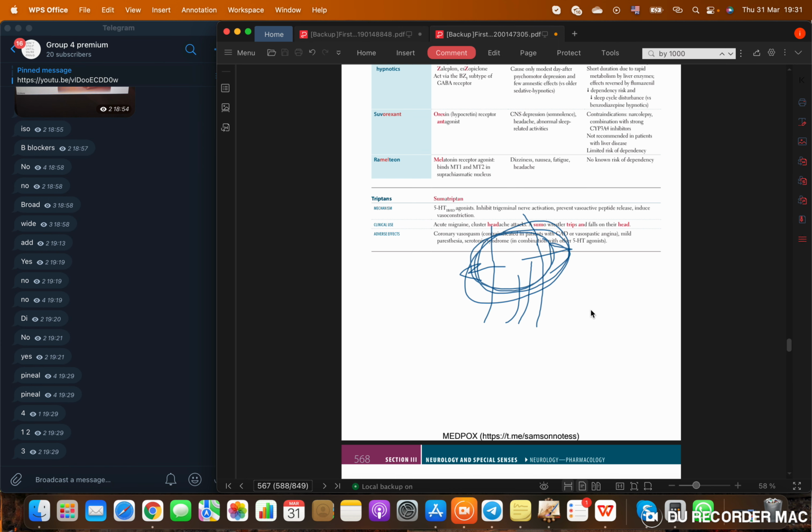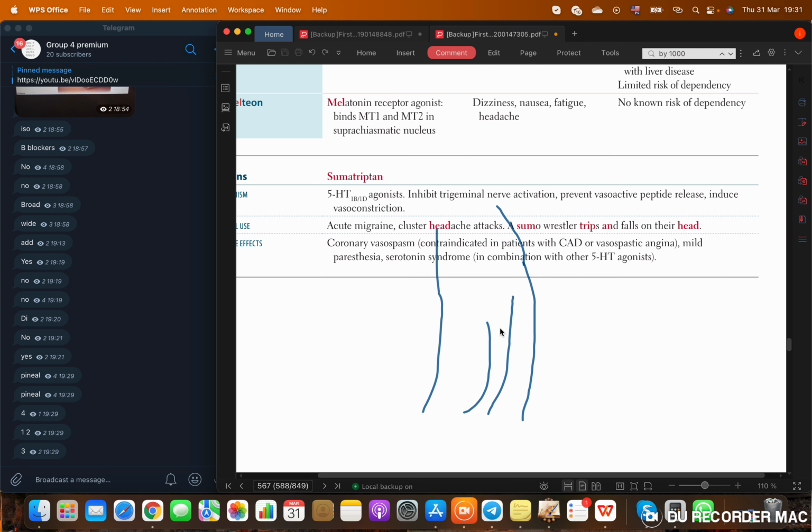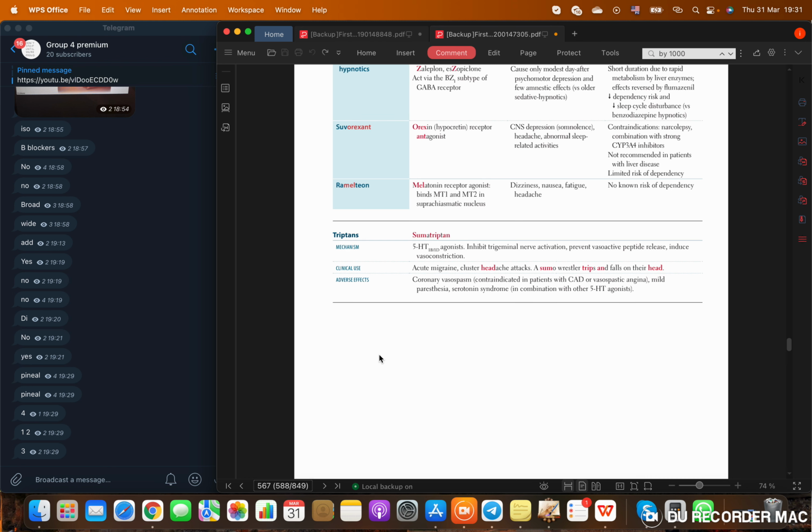So it's because the vessels are super big and they are pushing the dura mater, leading to the pain. So this medication induces vasoconstriction, which prevents that. That's the first theory. The second theory, they said that the trigeminal nerve makes a vasoactive peptide that is leading to local inflammatory reaction, local inflammation, that leads to the pain.